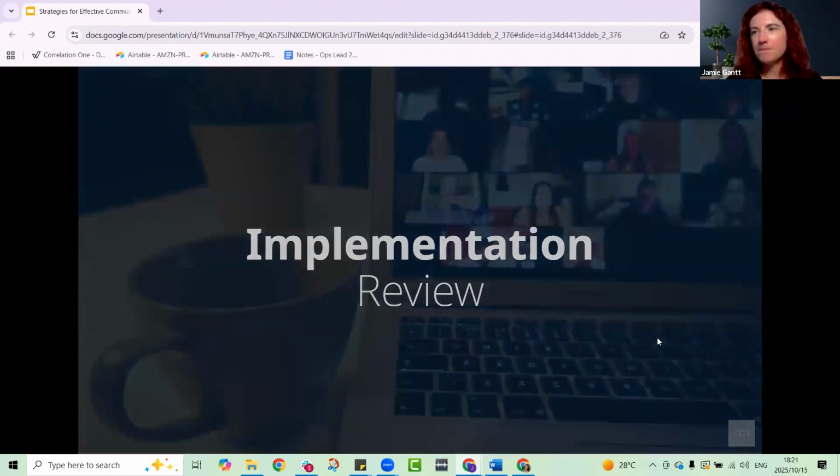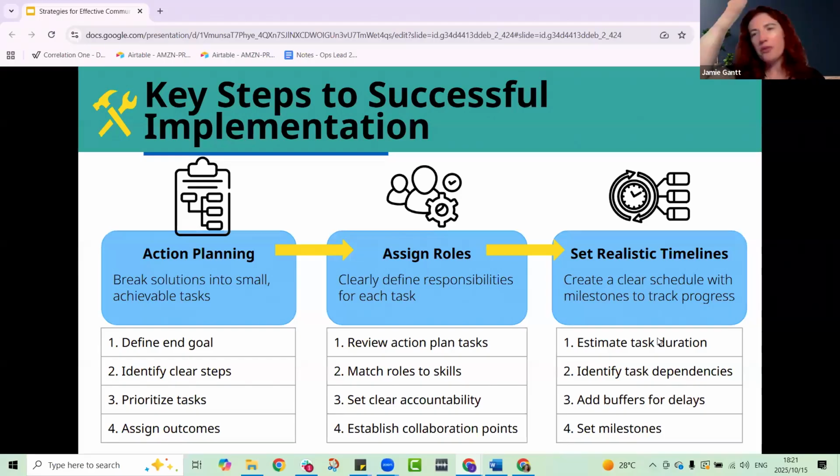All right. So once we've gone through all of those steps, we figured out the problem. We've done our root cause analysis. We've brainstormed with the team. We've looked at our possible solutions. We've looked at what we're going to implement. Now we need to plan. So we need an action plan. We need to figure out how we put this solution into some clear steps, some tasks, some outcomes.